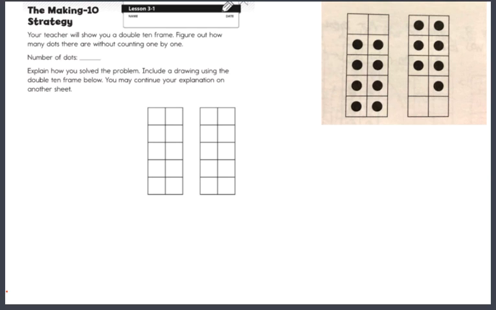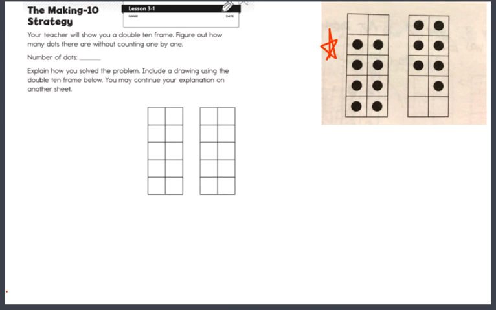This right here, where I'm doing a little star, this is what your Seesaw activity will look like. It says, your teacher will show you a double 10 frame. That's what this is. Figure out how many dots there are without counting one by one. So you'll write your number of dots right here where my green dot is. Then explain how you solve the problem.